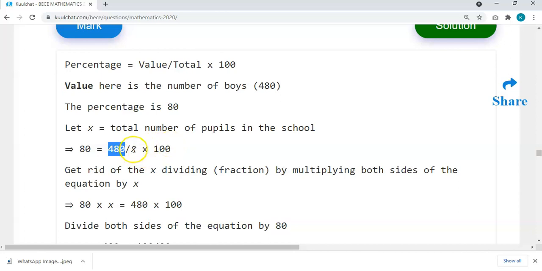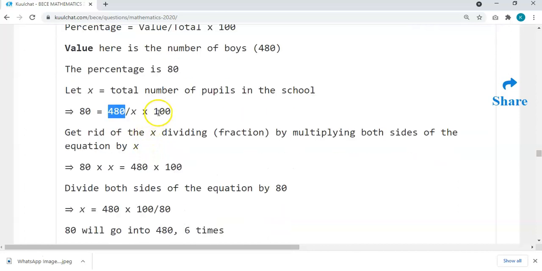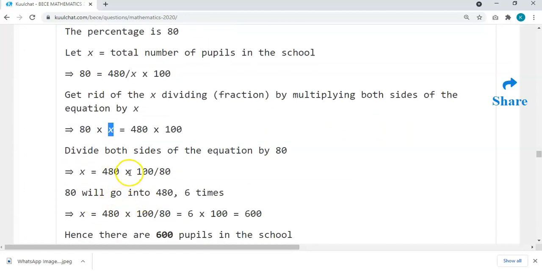Then you make x the subject. So here 100 will multiply. No, the x is dividing, so you will bring the x over here. So you get 80 times x is equal to 480 times 100. Then you want x, so the 80 will go and divide. So you get 480 times 100 over 80.